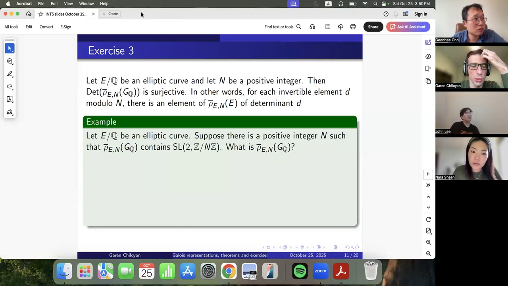Maybe somebody contributed with a chat. I have trouble bringing it up. John is correct. John says full group. Why did John say full group? Well, let's go over the answer.